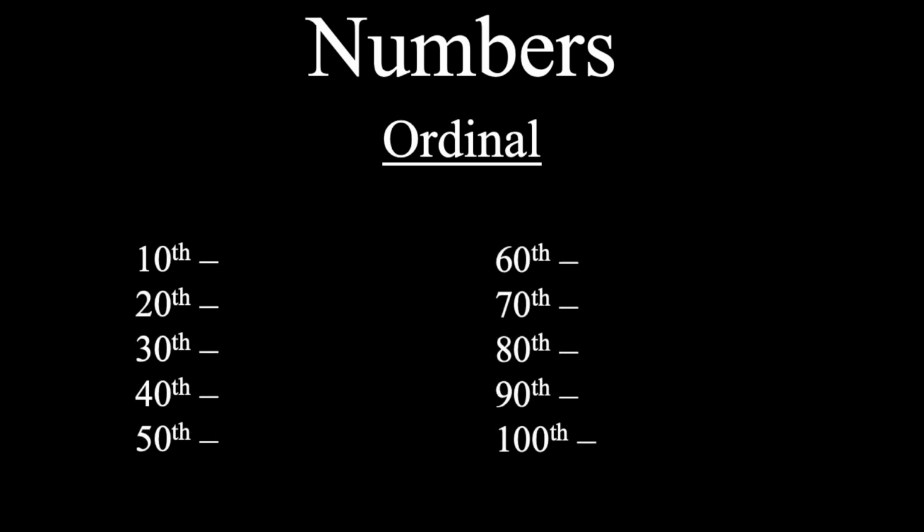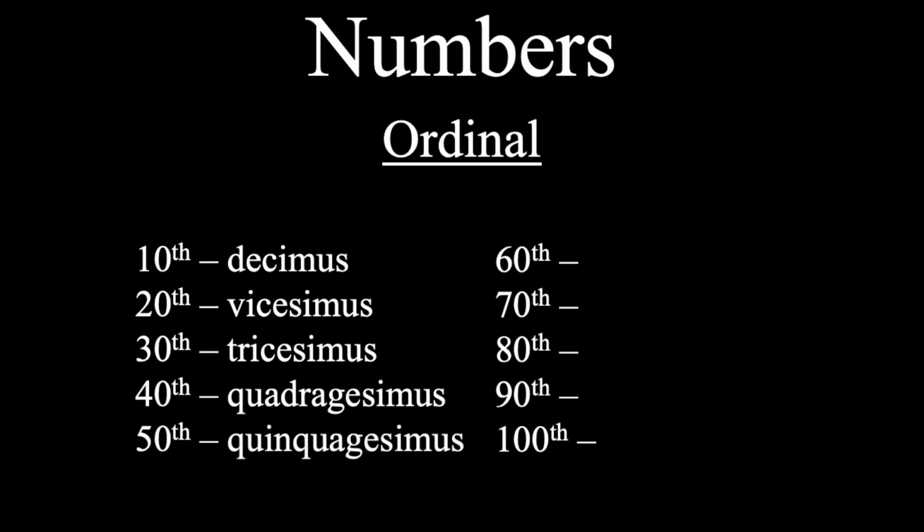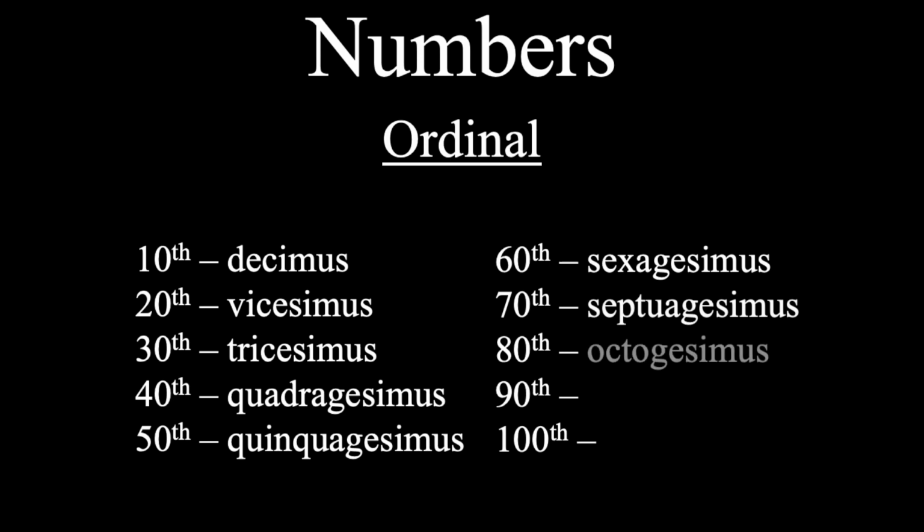For the multiples of 10, we already saw decimus, we saw vicesimus, and tricesimus. After that, for 40th, we'll have quadragesimus, quinquagesimus, sexagesimus, septuagesimus, octogesimus, nonagesimus, and centesimus.